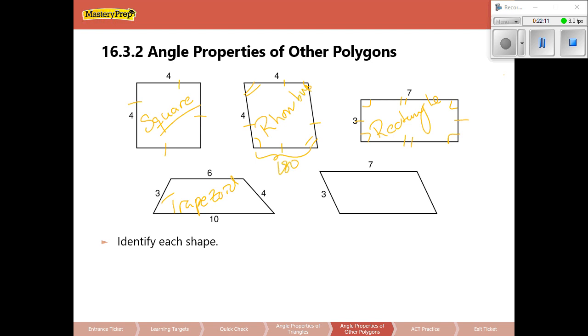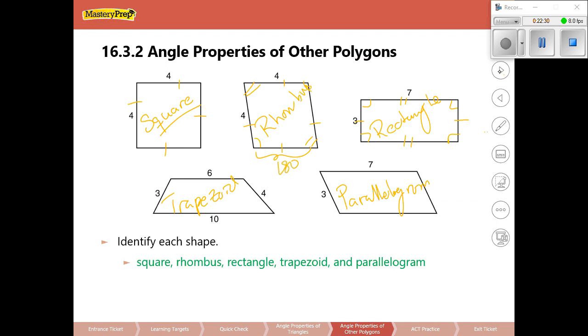And the last one. It's a parallelogram. The reason we can't say rhombus is because we have 7 and 3. Since those two side lengths are opposite or not the same, we'd have to go with parallelogram. Because we can say that those 2 sets of sides are parallel for sure, because they look like they're parallel. So for the ACT, that's good enough.